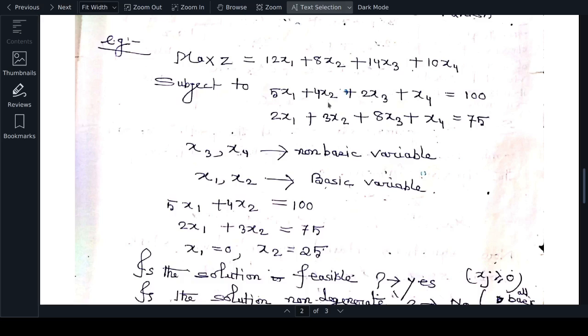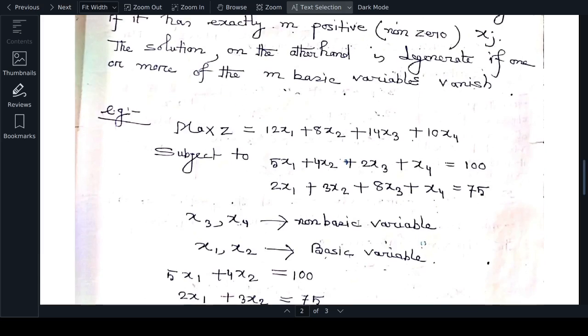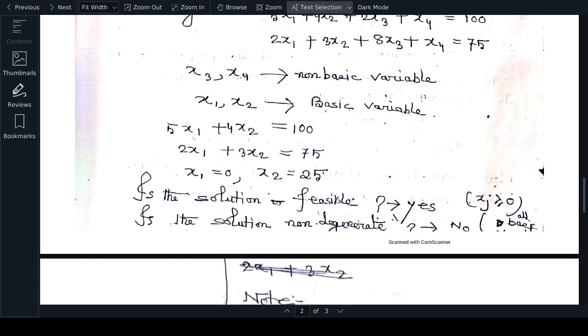Okay, sir. And sir, in the solution, if x1 is 0 and x2 is 25, so if one of the variables is 0, then it becomes non-degenerate, right? I mean both have to be non-zero for it to become degenerate. At least one basic variable is 0. Then this is what? Degenerate.